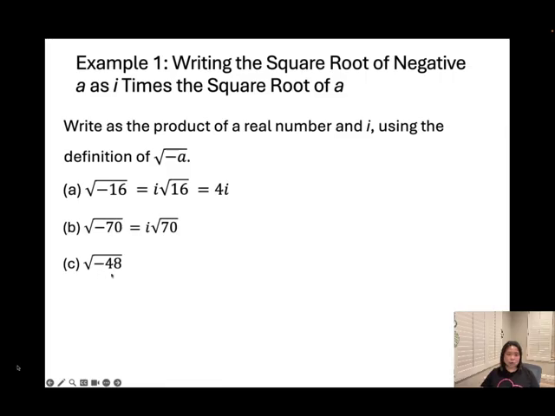This one will be i times the square root of 48. 48 we can break down into 16 times 3. The square root of 16 is 4, so the answer is 4i square root of 3.